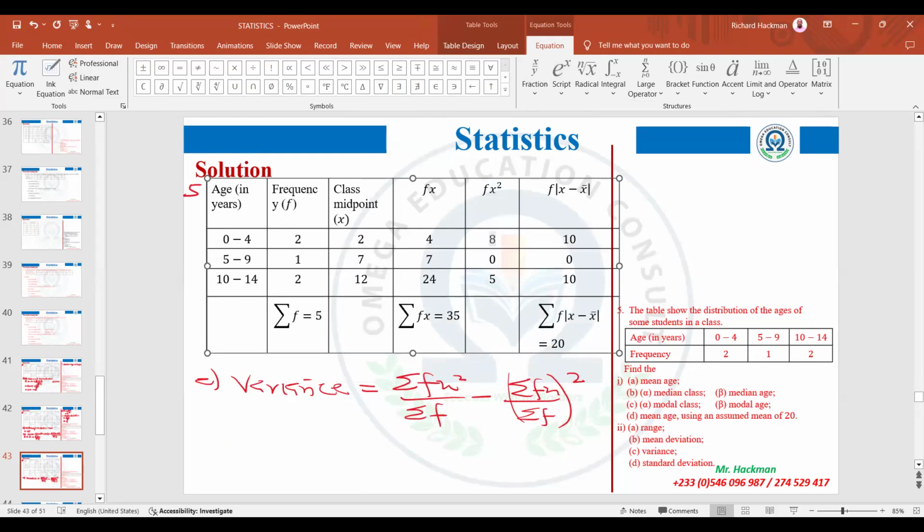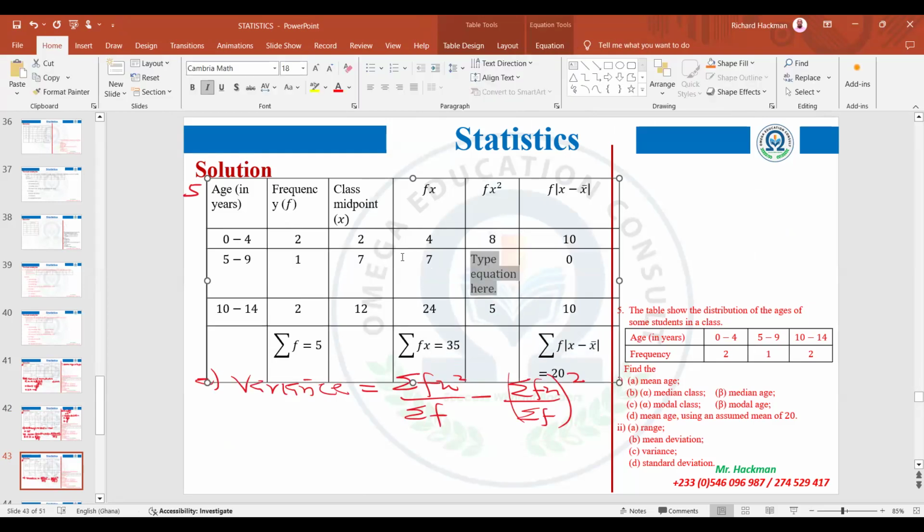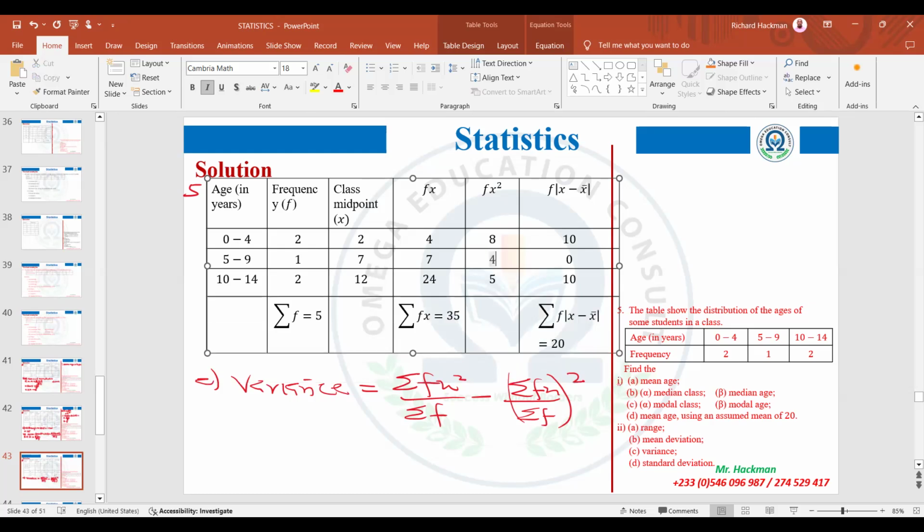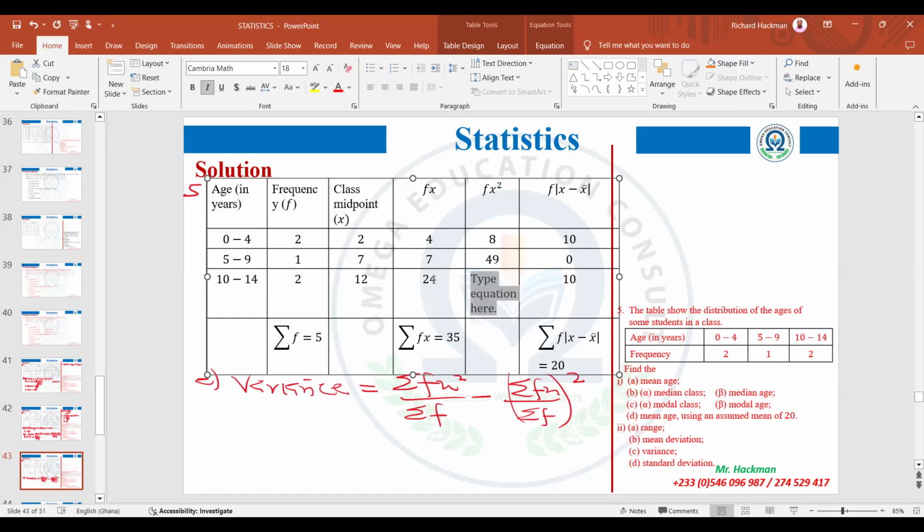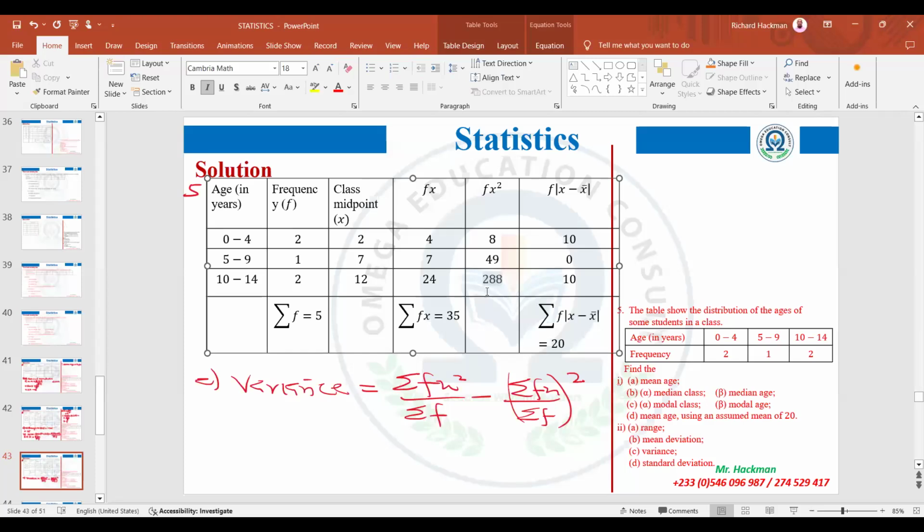Am I right? Then this times this, that will give us what? 49. Am I right? This time, this will give us. We are almost done. So 24 times 12. What are we going to get? 288. Okay, so this is what we have.